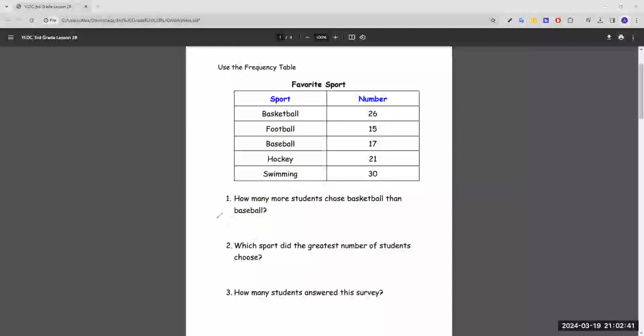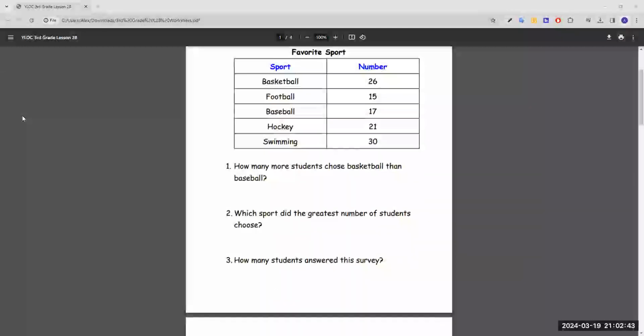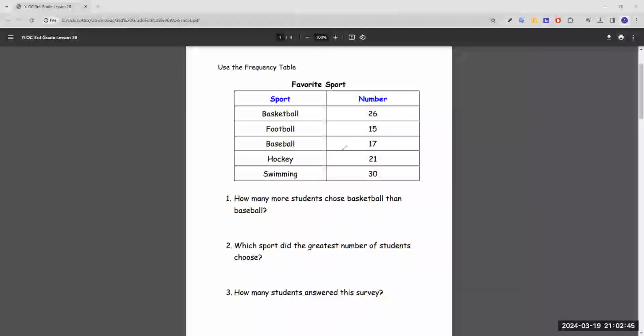How many students answered the survey? We would just need to add all the number of people that chose the sports. So that's 26 plus 15 first. That's 6 plus 5 is 11, and you carry the 1. That's 4. We can cross this off because we did these two.